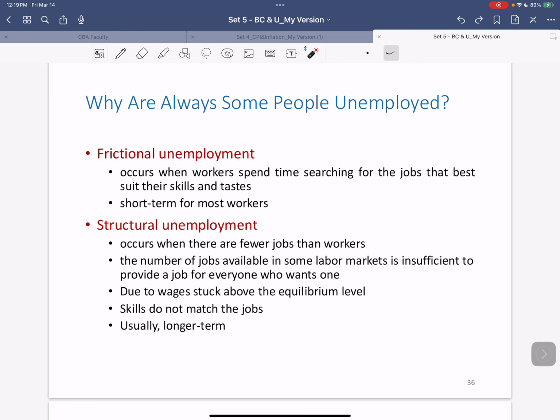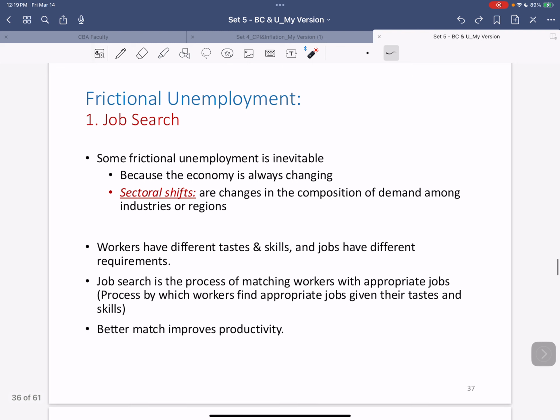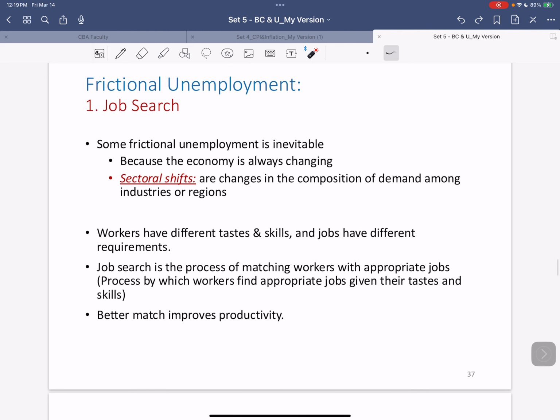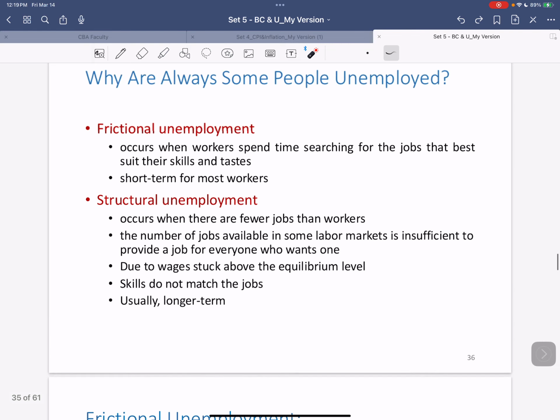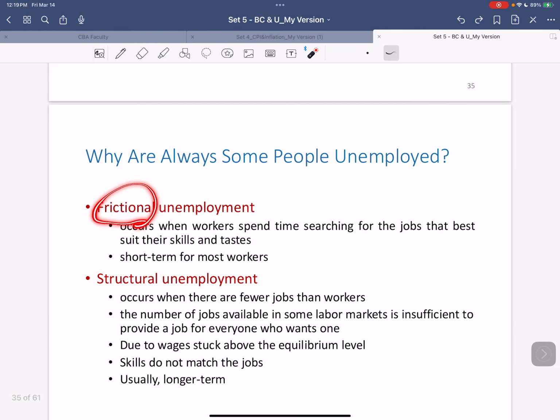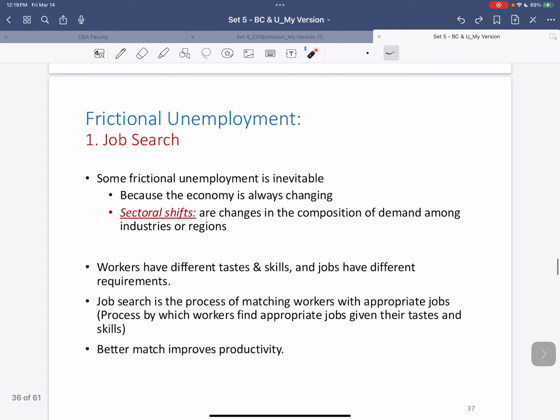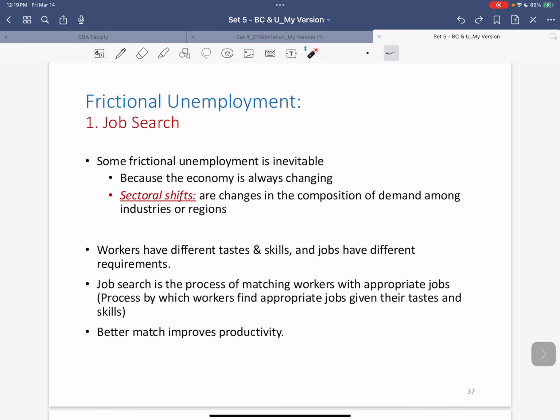All right. Let's look at the factors, the reasons, or the sources of frictional unemployment. We're going to look at each of these, frictional unemployment and structural unemployment, one by one. Let's start with frictional unemployment. Frictional unemployment arises when workers transition between jobs. It happens because people take time to find jobs that match their skills and preferences.